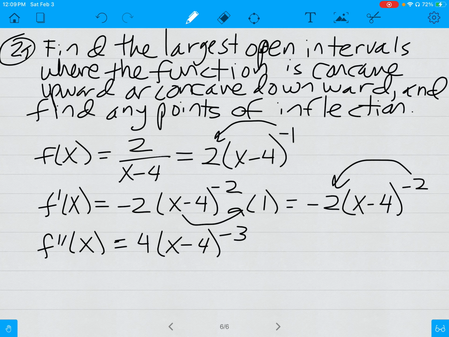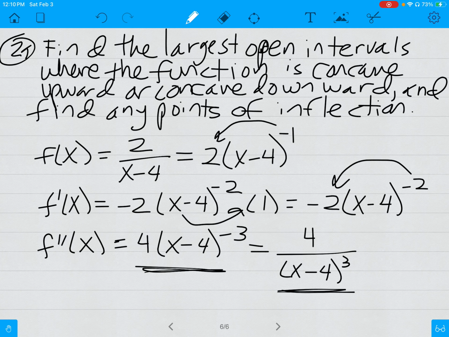Now, according to the concavity test, where the second derivative is greater than 0, that's where the function is concave up. And where the second derivative is less than 0, that's where the function is concave down. So those are the things that we're going to want to determine. Sometimes at this point, it can be handy to put the function back into the same form as the original. If you want to do that, it would look like this: 4 over the quantity x minus 4 cubed. It's the same function, just 2 different formats.